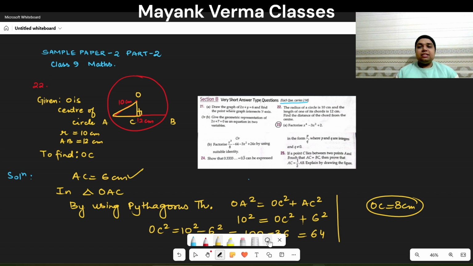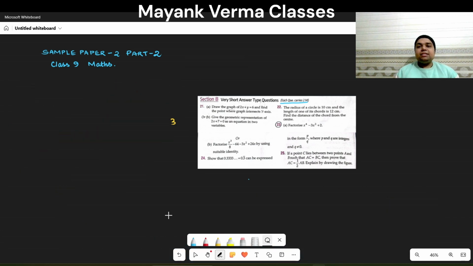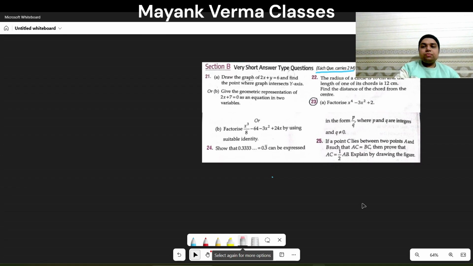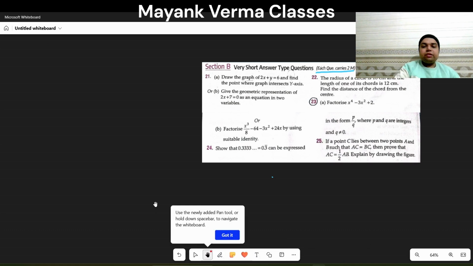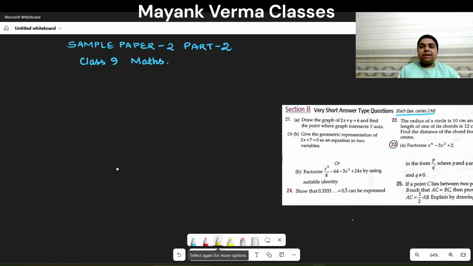Okay, now let's see the next question. So in the 23rd question, it is saying to factorize x to the power 4. I will zoom it out. Alright, now let's see. I need to factorize this: x to the power 4 minus 3x square plus 2. I need to factorize this.